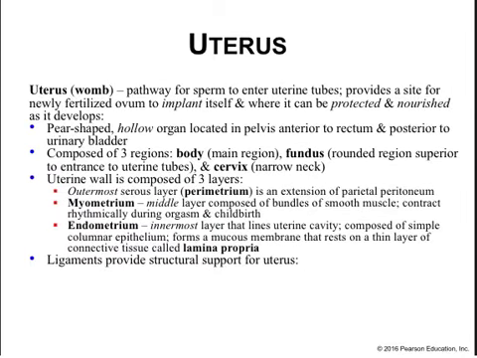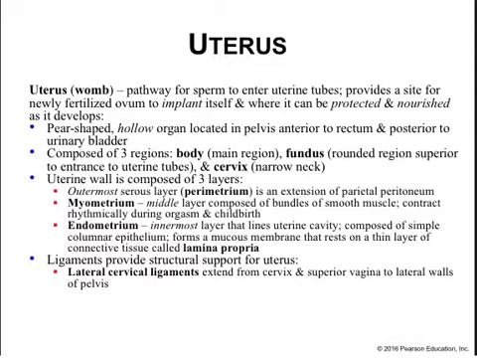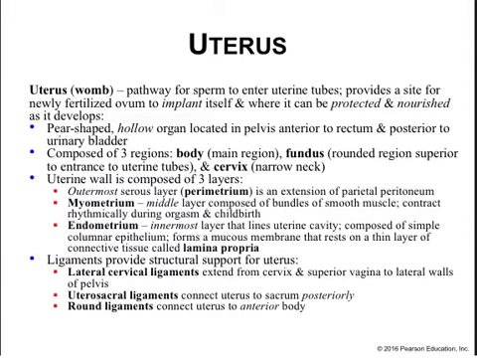The ligaments provide structural support for the uterus. The lateral cervical ligaments extend from the cervix and superior vagina to the lateral pelvis. The uterosacral ligaments connect the uterus to the sacrum posteriorly, while the round ligaments connect the uterus to the anterior body, and the broad ligament supports the uterus laterally.